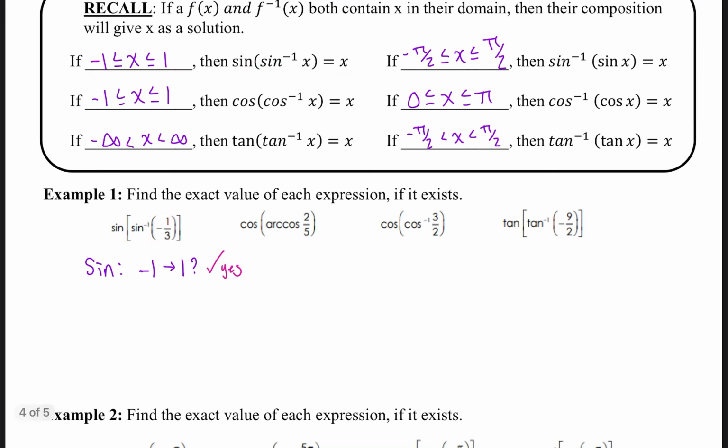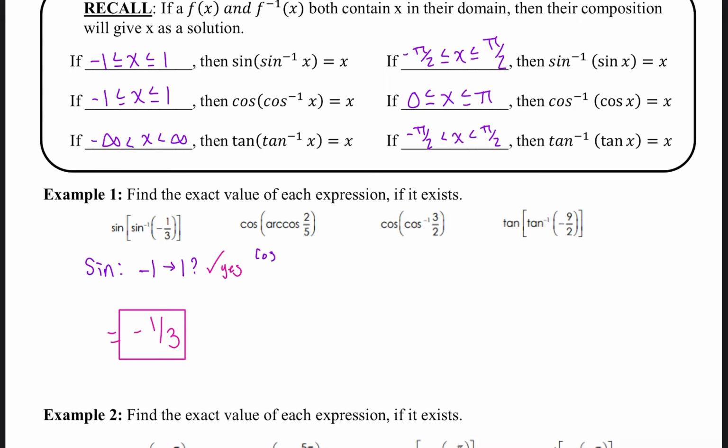So all that's going to happen is the answer is -1/3. That's it. That's all you have to be able to do: check if it fits into the range, and then use the property by canceling if it does. So let's look at this next one.